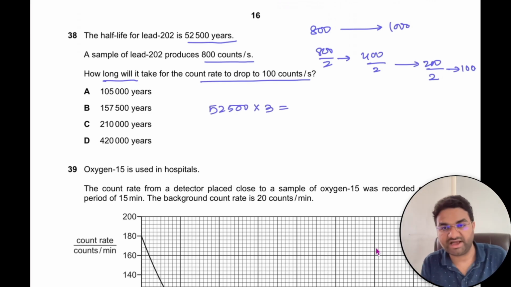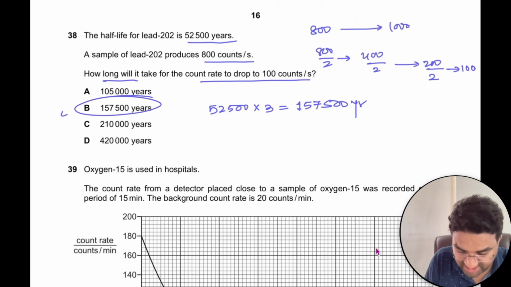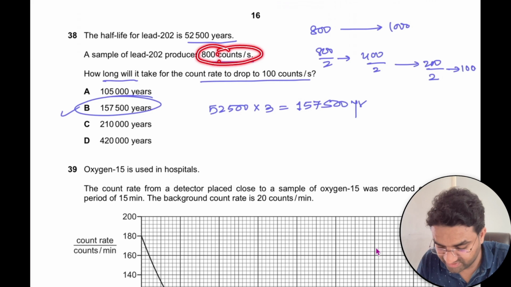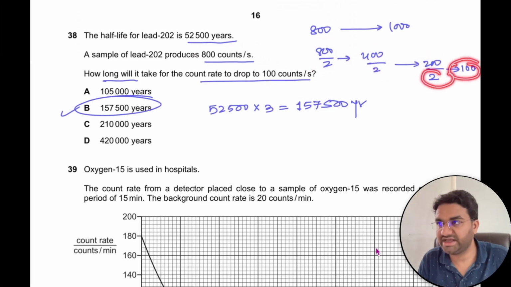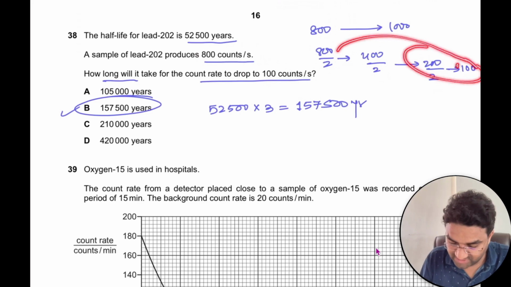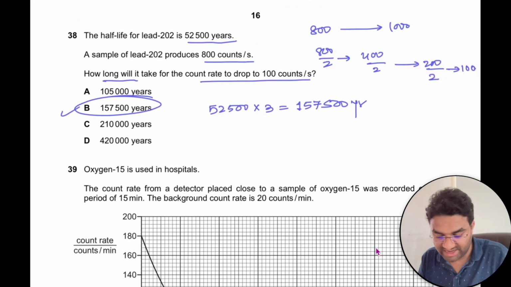We have to multiply in your calculator. Check what the answer is. It's 157,500 years. So B is the right answer. All right, so I will explain it again. Here 800 counts becomes 100 counts, right? So 800 divided by 2 is 400, 400 divided by 2 is 200, 200 divided by 2 is 100. So it took 3 half lives, right? So you just have to multiply by 3. That's the time it will take.